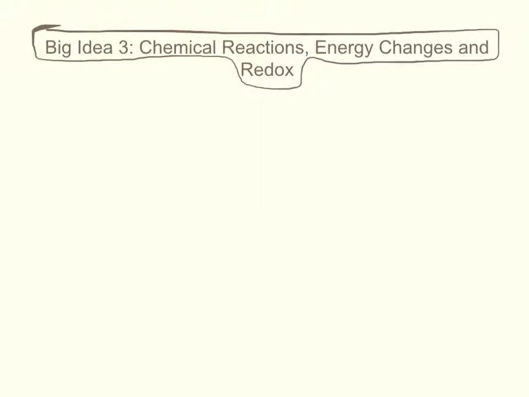So big idea 3 is about chemical reactions, energy changes, and redox reactions. Essentially what we're looking at here is how matter changes. And the way that it changes is that atoms get rearranged or reorganized, or electrons get transferred and moved between atoms. And this allows us to see different phenomena, which we can determine to be different types of reactions.